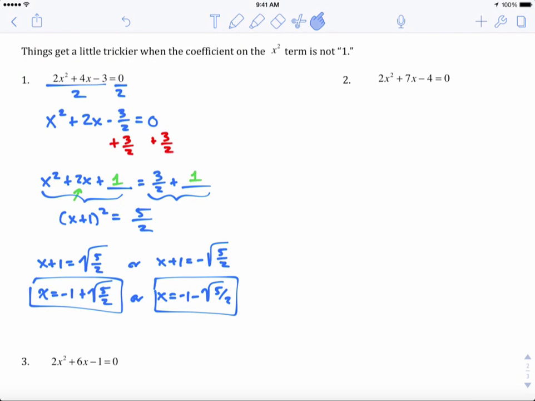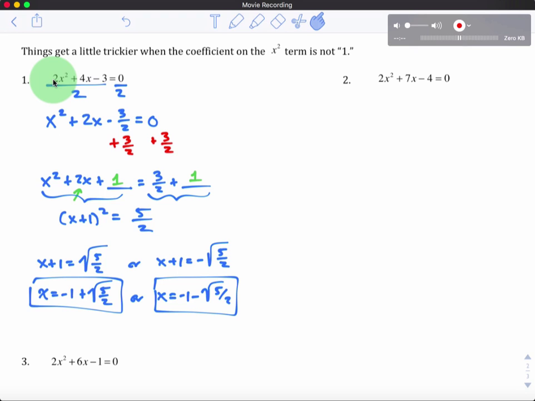So basically, if you have a coefficient on your x squared that's not 1, divide by it so that you do have an x squared coefficient of 1. And then you just go through the motions. You might have some fractions, but oh well, so be it. I'll do one more together, and then I'll have you try one on your own.